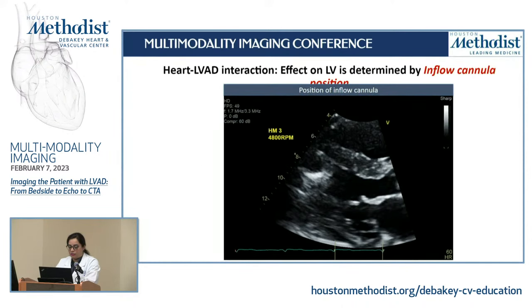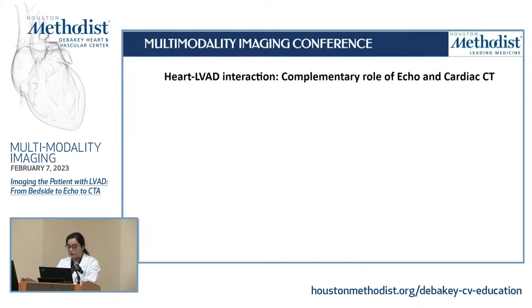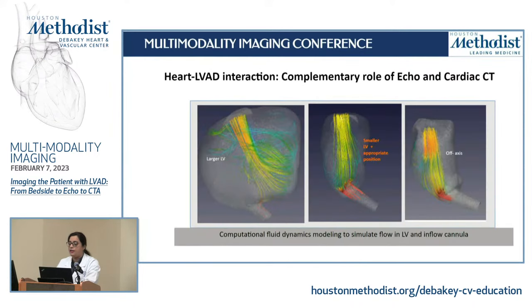Now, when I talked about why not everybody's LV behaves the same, it's because of the inflow cannula. So in this particular echo, you can see that the inflow cannula is all collapsed around the LV at a very low speed. This is 4,800 RPMs, which is nothing for us. But some people require higher speed, and some people don't do well with even the higher speeds, and the role of the inflow cannula is very important, which is why what Dr. Chang does for us is very important.